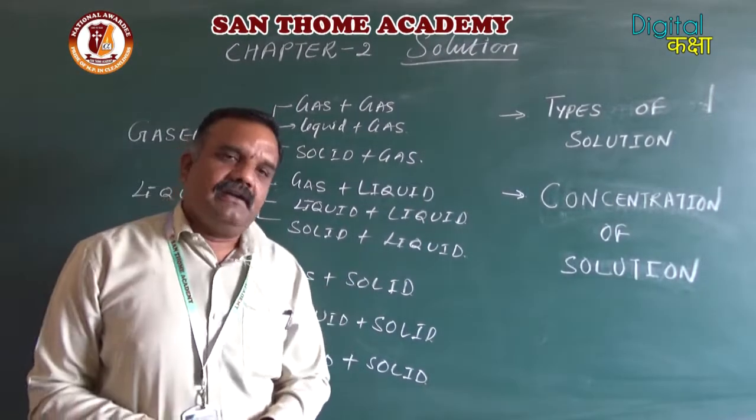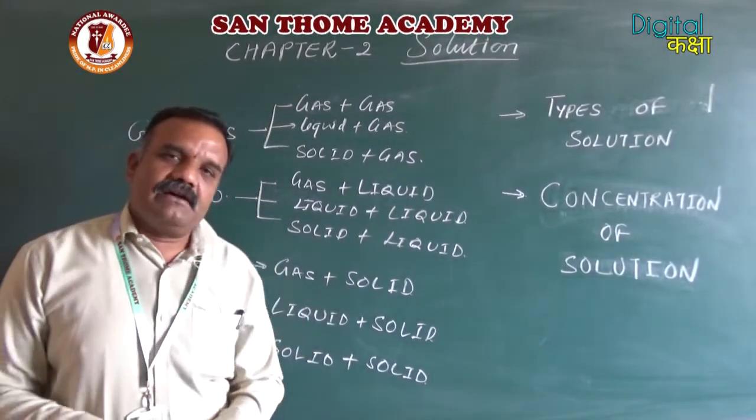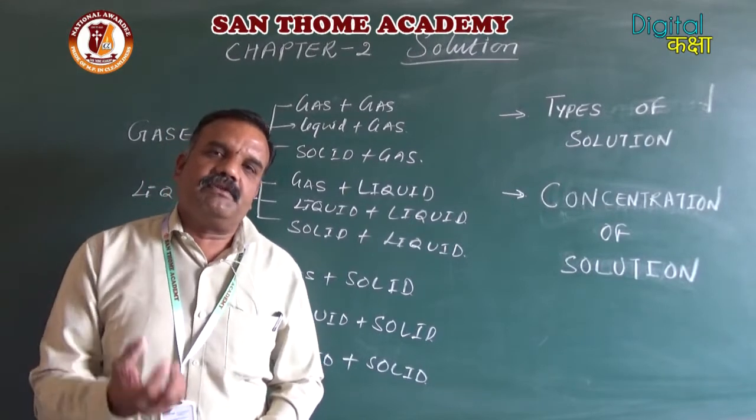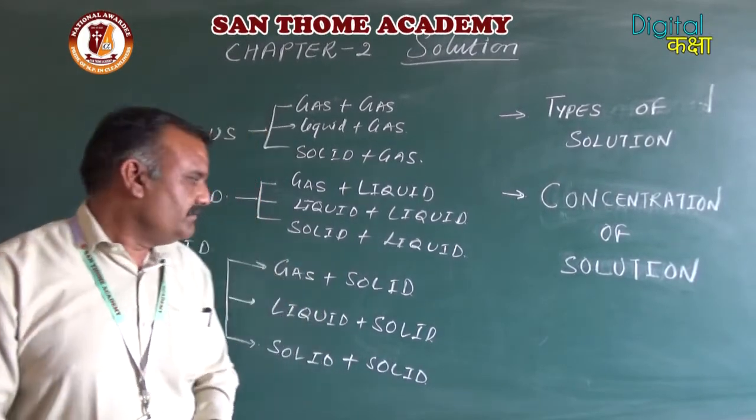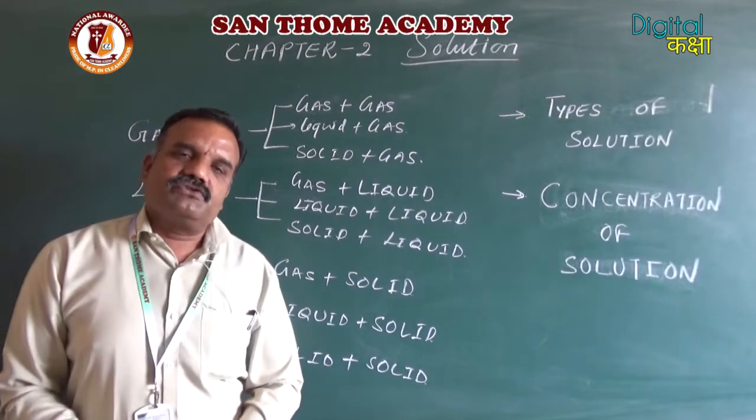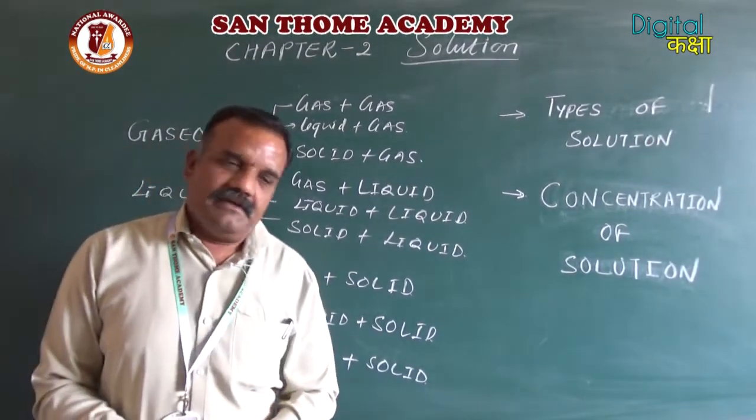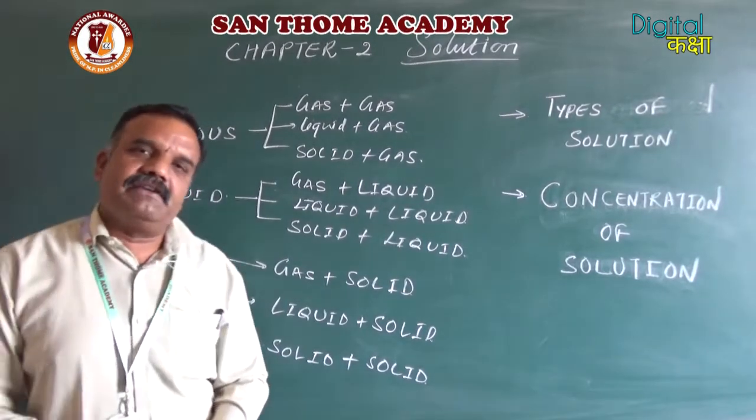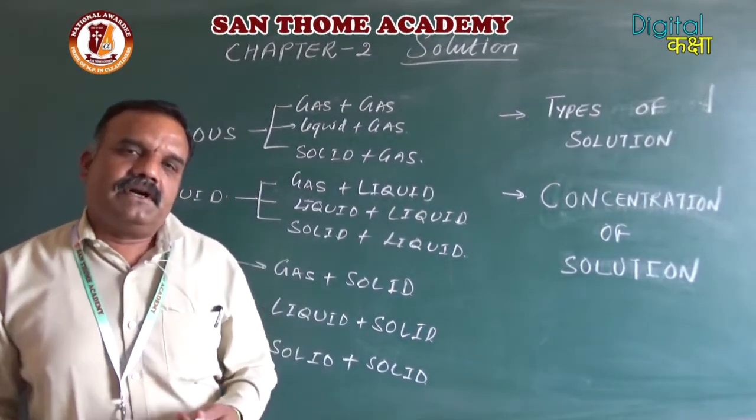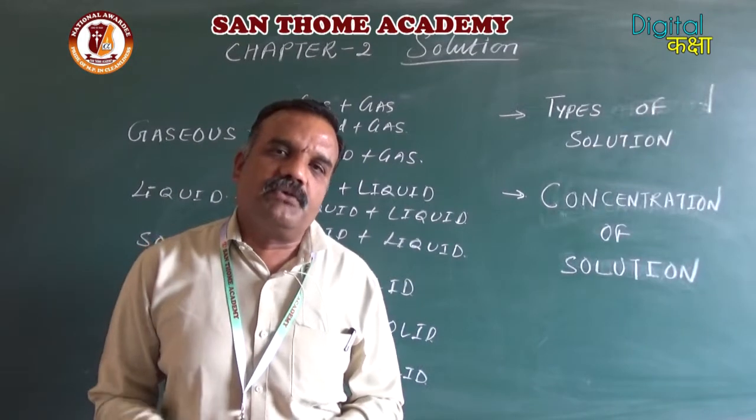The next one is gas plus solid. Here we can take the example of hydrogen gas adsorbed over the surface of platinum or palladium. Liquid plus solid, here we can take the example of gel. Solid plus solid, here we can take the example of alloys, which are homogeneous mixtures of two or more metals.